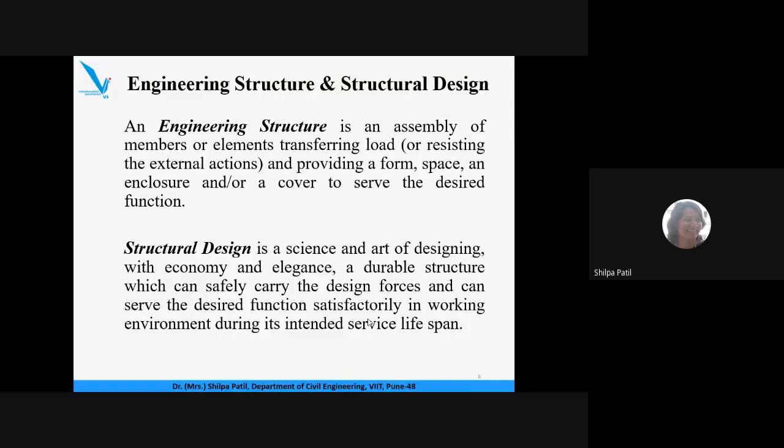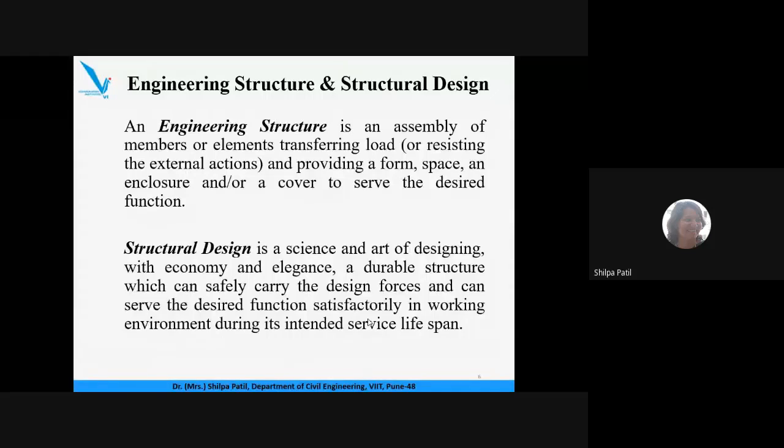This is a very simple definition of an engineering structure: it is the assembly or combination of various members or elements which will transfer the load or resist the load. Resisting the load means that whatever load acts on these members, they should be able to sustain that load without showing any failure, or any excessive deformations. The members of the structure should be strong enough to sustain that load, and they should be able to transfer the load safely to the other connecting members.